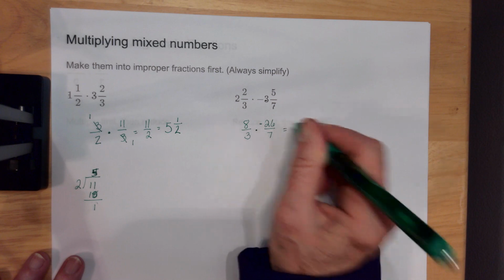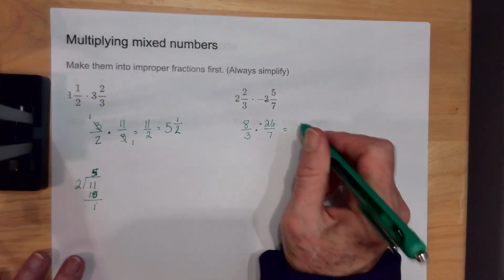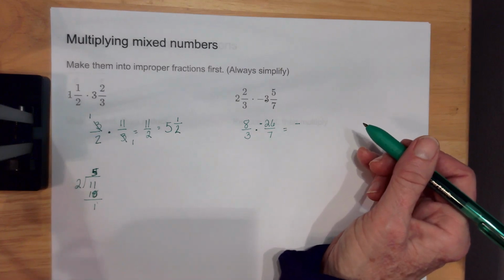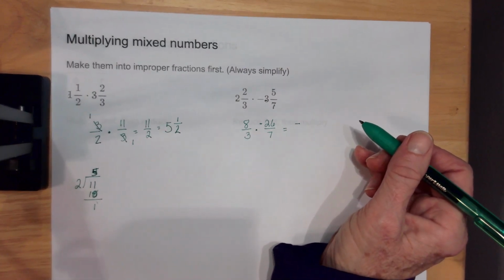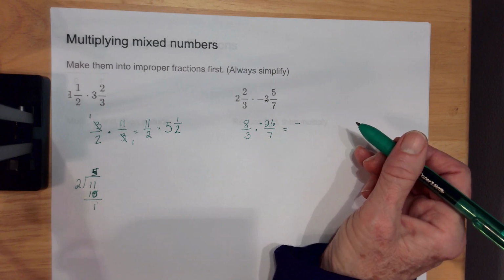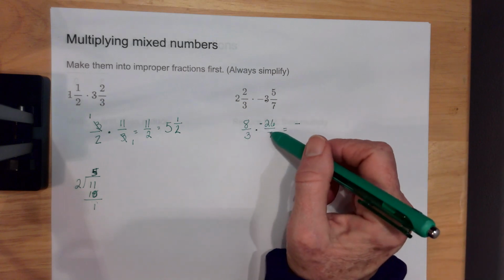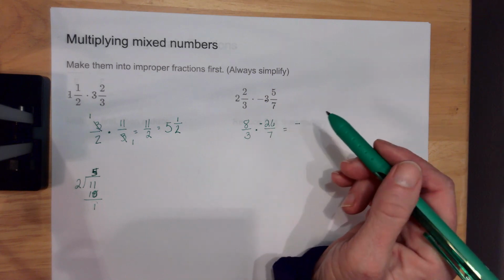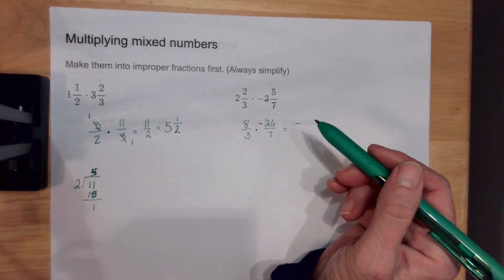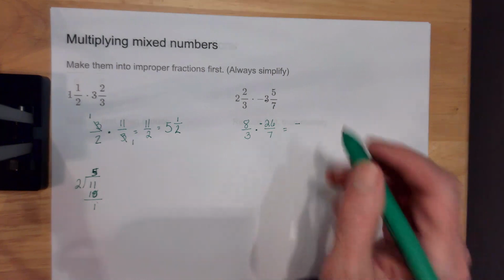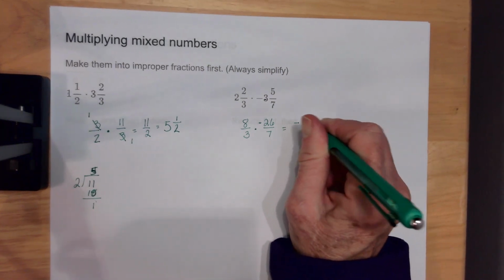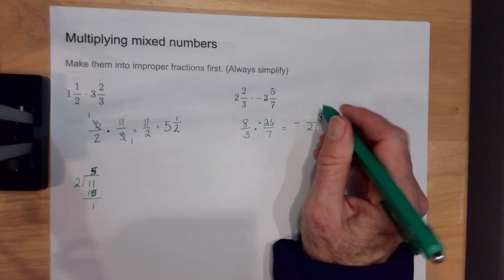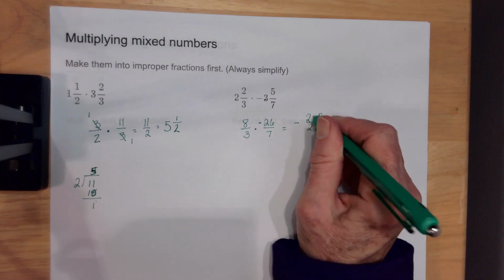This one's negative. So if I have a positive times a negative, I know my answer is going to be negative. I could try to cross-reduce here, but I think you'll notice that there's nothing that can be reduced because 8 and 7 can't be reduced, and 3 and 26 cannot be reduced. So I'm going to have to just multiply straight across. So on the bottom I have a 21. On the top, I'm going to have 48, let's see, 16, 208.